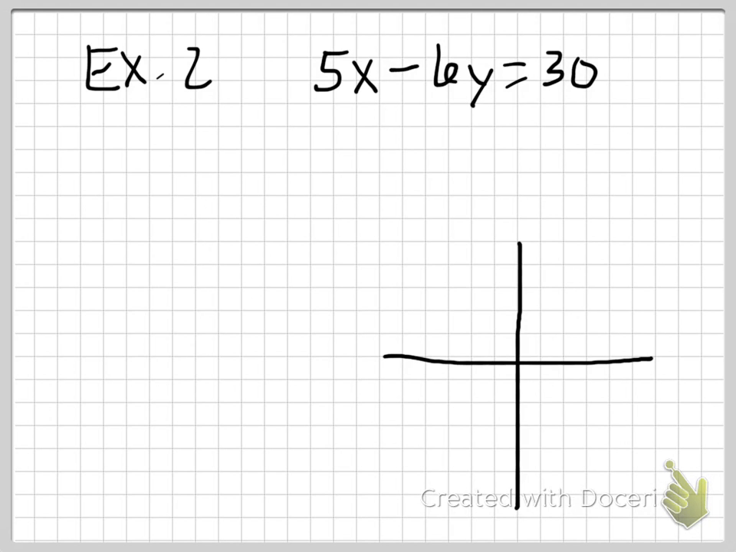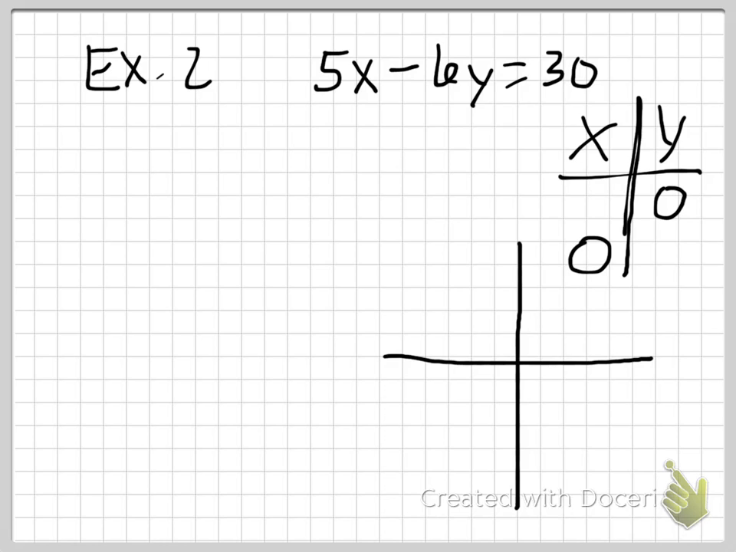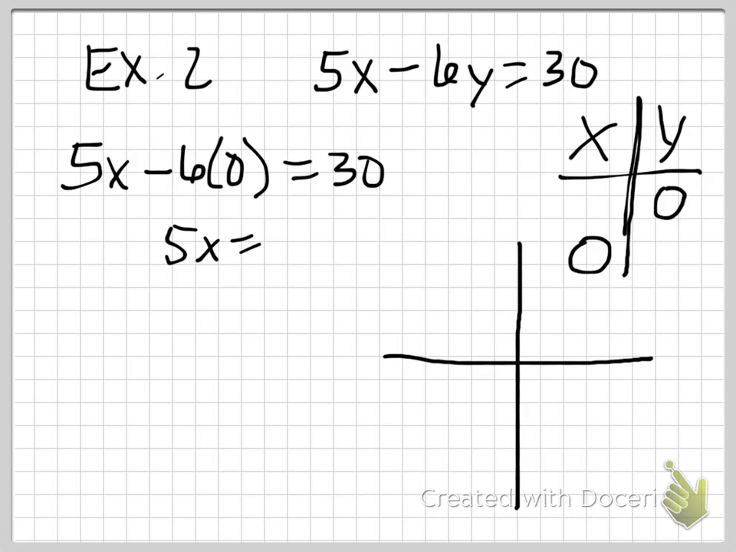So let's take a look at example 2 here. It says graph 5x minus 6y equals 30 using the x and y intercepts. So again, we're going to put in our x and y t-chart here, and we're just going to plug in 0 for y and 0 for x in two different spots. So let's plug in 0 for y first, and we get 5x equals 30, and we divide by 5, and we get x equals 6. So that's our first point.